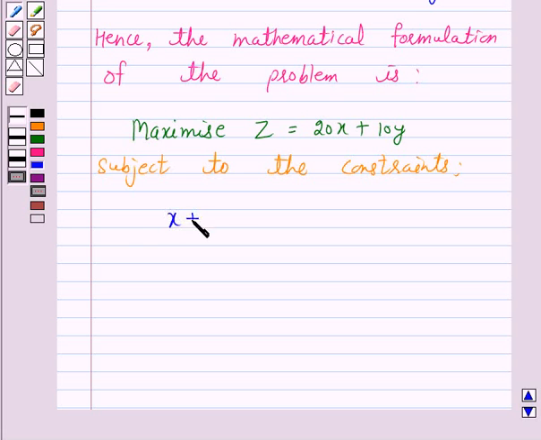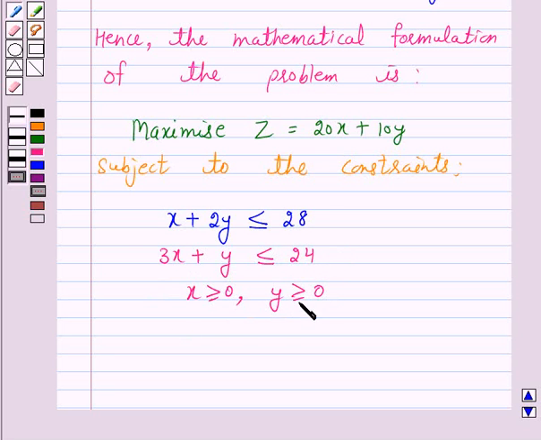x plus 2y less than or equal to 28. This is our machine time constraint, and 3x plus y less than or equal to 24. This is our craftsman's time constraint, and x greater than or equal to 0 and y greater than or equal to 0, these are the non-negative constraints. So we have to maximize z is equal to 20x plus 10y. Let us take this as number 1. Subject to these constraints, let us take these constraints as 2, 3 and 4. Now we will first draw the graph and find the feasible region subject to these given constraints.